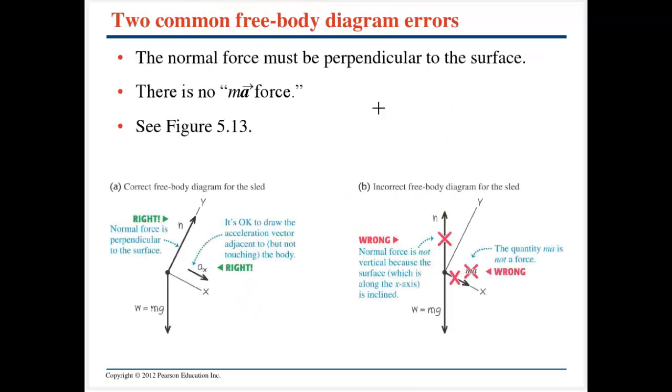Same as before, there is no force mass times acceleration that belongs in problems like this, where before I was talking about up-down. Same if there's up-down, left-right. We can draw our acceleration along an axis, but it does not belong on the free body diagram connected to the body.